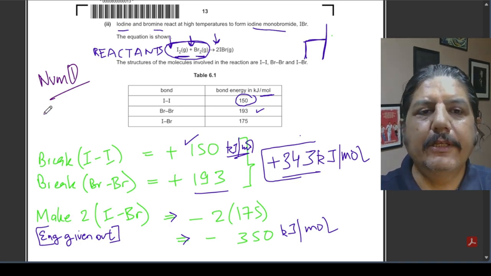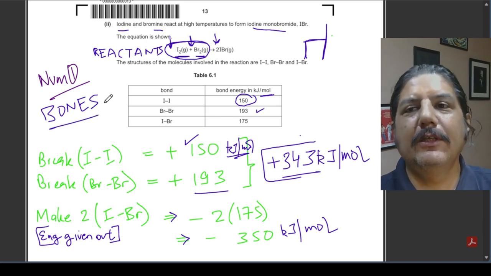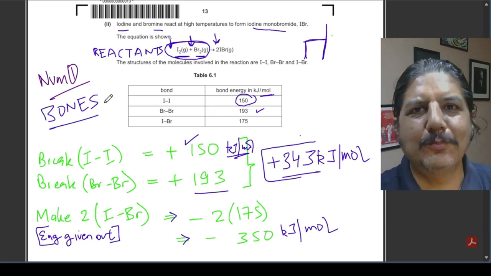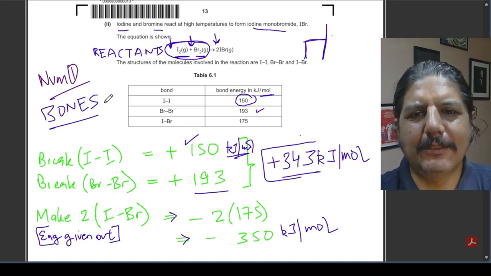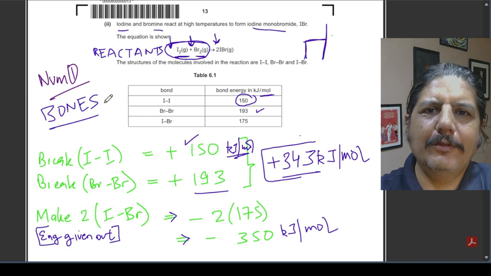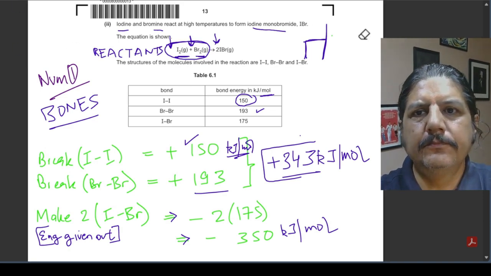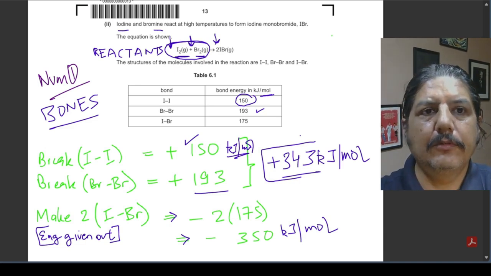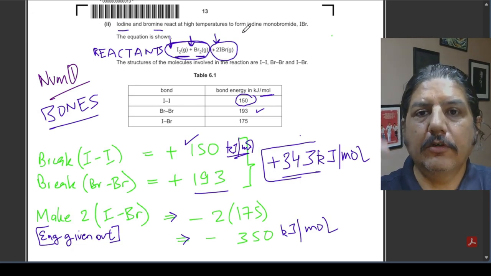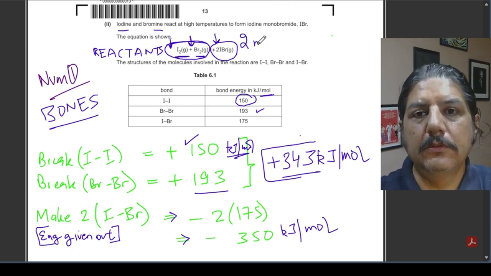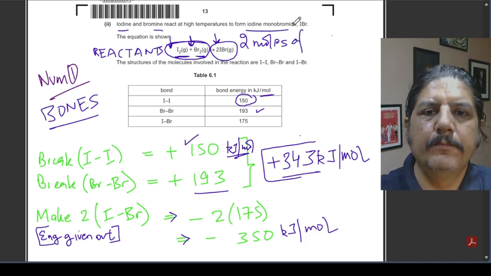Another example, if you want to break somebody's bones, you have to put in some energy to break the bones. So bones, bonds, same thing. Now when we come to the product side, the inverse would be taking place. Now what will be happening is there would be bond formation. 2 moles of iodine monobromide is being formed. 2 moles.